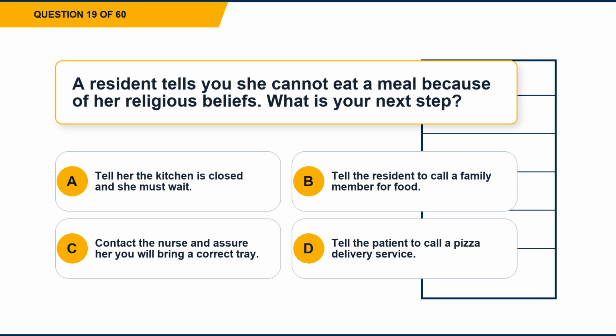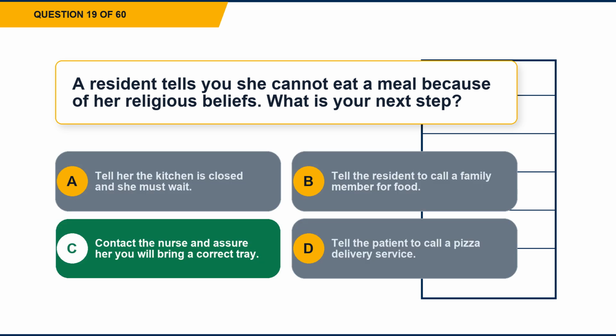Question 19. A resident tells you she cannot eat a meal because of her religious beliefs. What is your next step? Option A, tell her the kitchen is closed and she must wait. Option B, tell the resident to call a family member for food. Option C, contact the nurse and assure her you will bring a correct tray. Option D, tell the patient to call a pizza delivery service. The correct answer is option C, contact the nurse and assure her you will bring a correct tray.